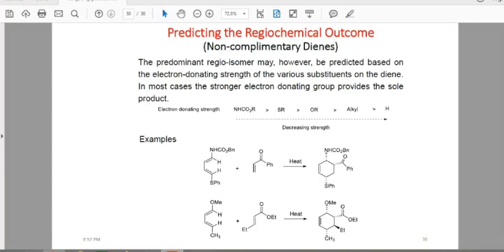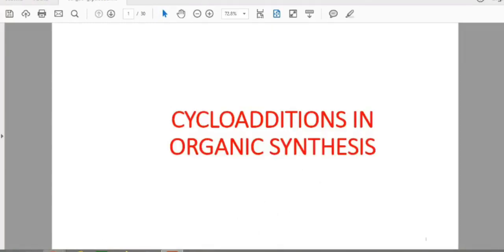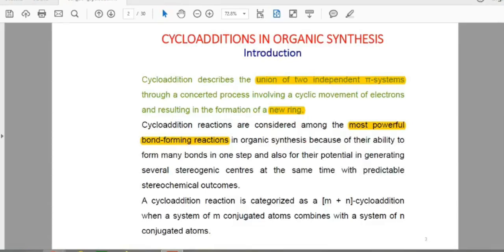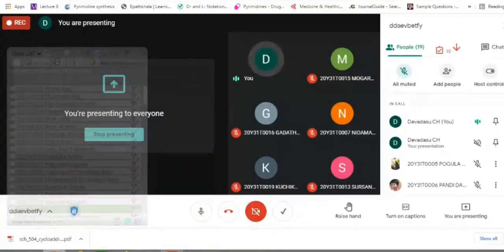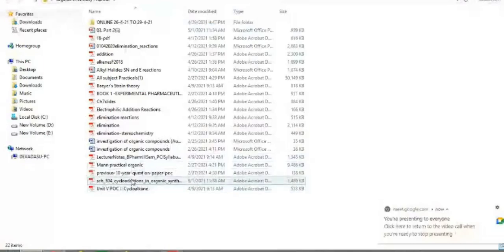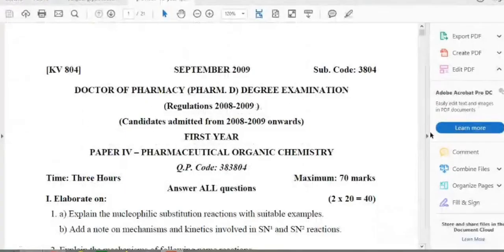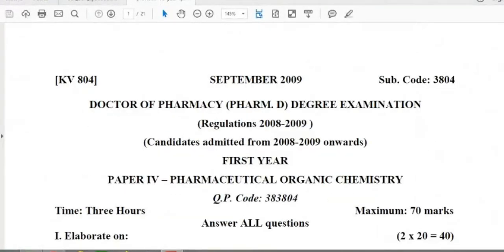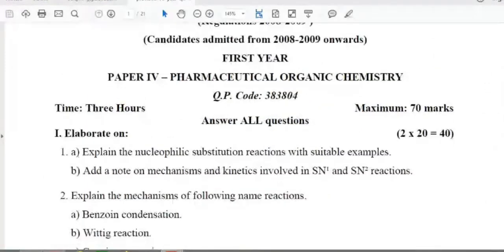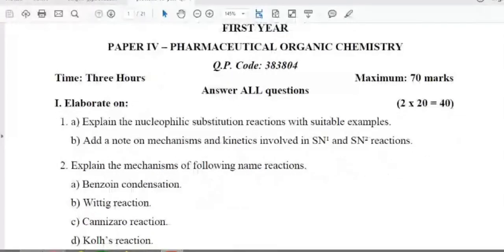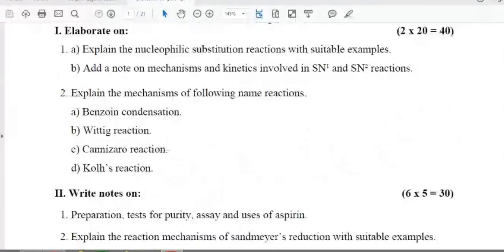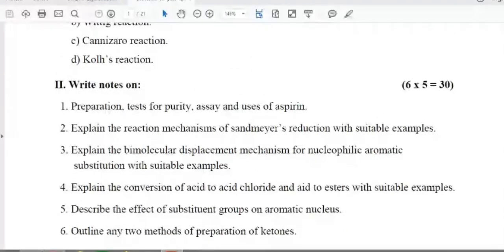So that is regarding cycloaddition reactions. Sometimes it may be asked in the examinations what are cycloaddition reactions and explain about Diels-Alder reactions. Let us see some of the questions relevant to our topic. When we see model question papers, I'm presenting a model question paper, a previous end examination paper. Check whether or not the question is there.